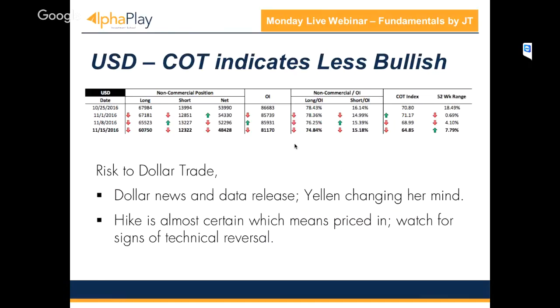Number one, the dollar news, which means the US news and data releases. If something comes out that is considerably bad, which is, I think, highly unusual, Yellen might change her mind. And I'm not just talking about financial or economic news. It might be political news, for example. Of course, I'm referring, not very subtly, to Trump.